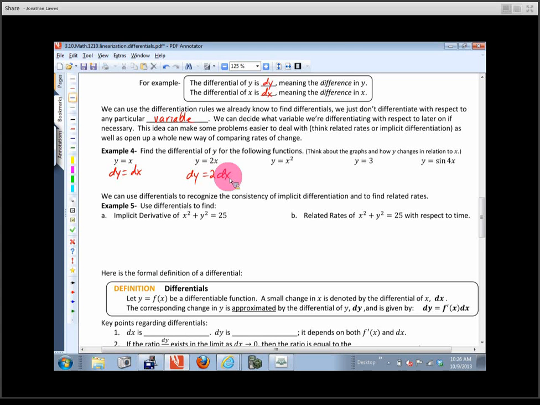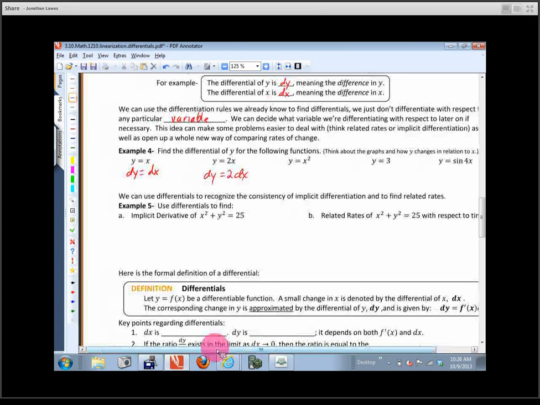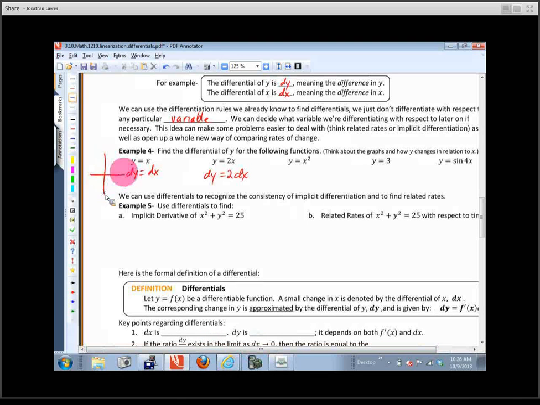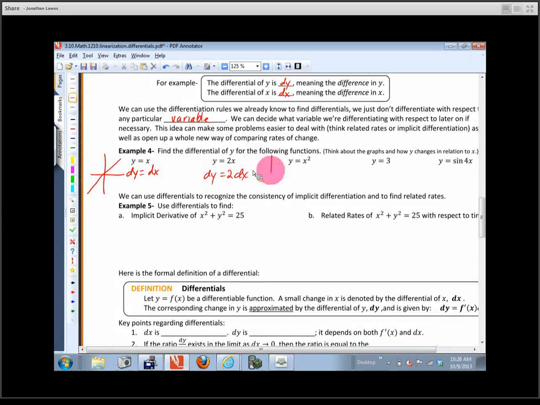Okay, now, before we do the rest of these, I want to show you what this means. This would be the line y equals x, and this would be the line y equals 2x. This means for every change in x, I get exactly the same change in y. So this is dx, the difference in the x's, and this is the difference in the y's. If I have y equals 2x, the line is twice as steep.